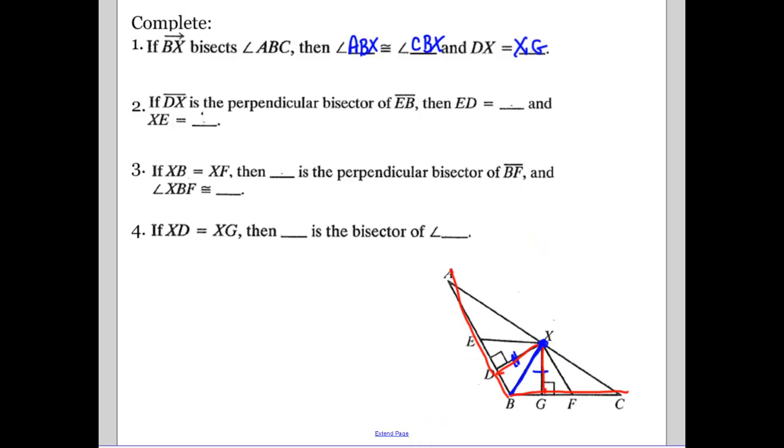Okay, next. DX is the perpendicular bisector of EB. Then ED is going to be equal to DB, and XE is going to be equal to XB, because X is on our perpendicular bisector, so we're equidistant from the endpoints of our segment.